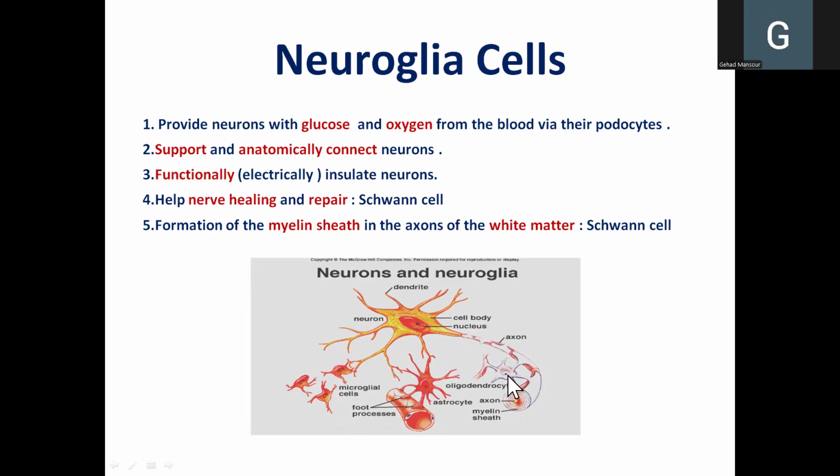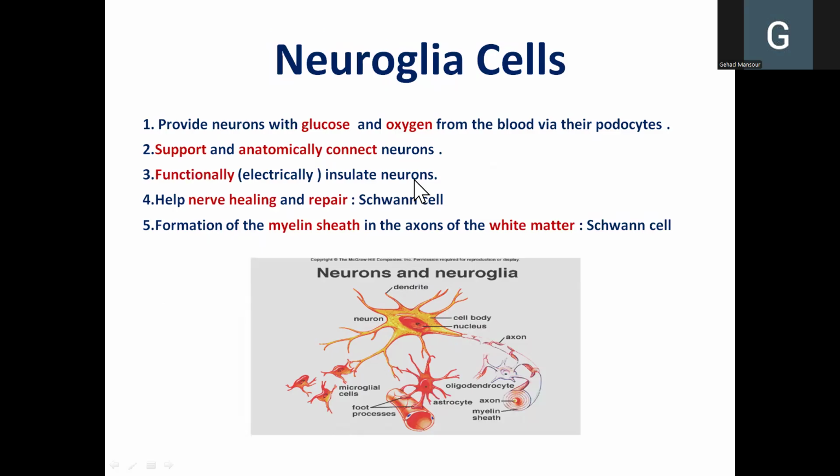So they have few dendrites. Oligodendrocytes in the brain, in the central nervous system, are the equivalent of Schwann cells in the peripheral nervous system. They are mainly used to form the myelin sheath around the axons, but they are also important for repair whenever damage occurs to the axons. In general, if you're asked about the function of neuroglia cells, you would say that they provide neurons with glucose and oxygen via their podocytes, and this is mainly the function of the astrocyte.